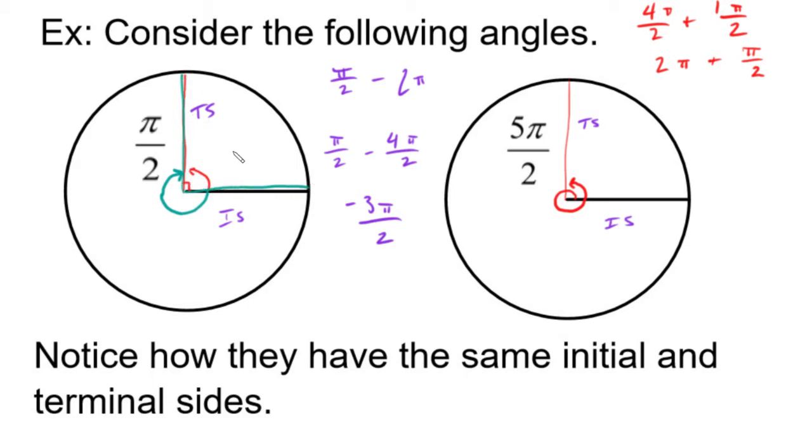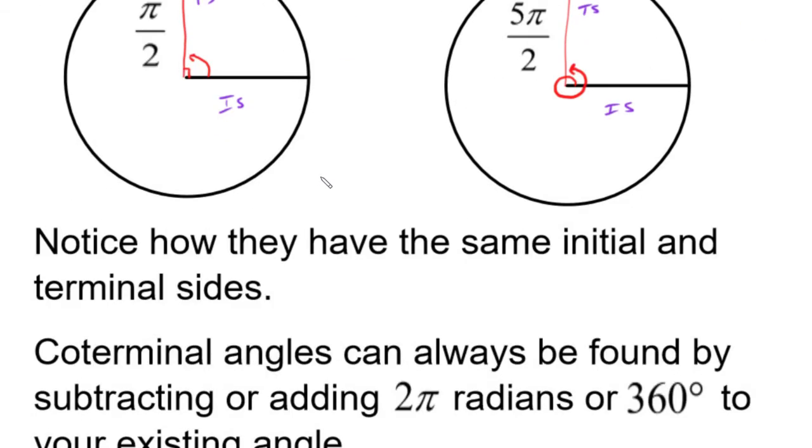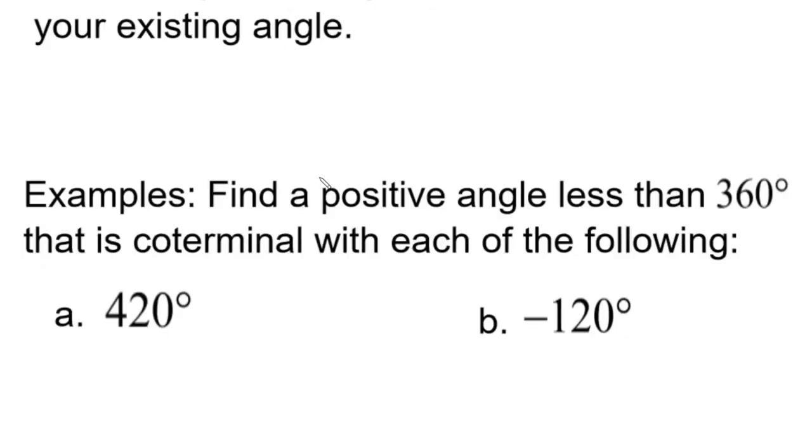Another coterminal angle. Okay, so the idea is every 2 pi that you add or subtract to an angle, you'll get coterminal angles. Or, alternatively, if you are in degrees, every 360 degrees. So, let's go ahead and look at some examples.